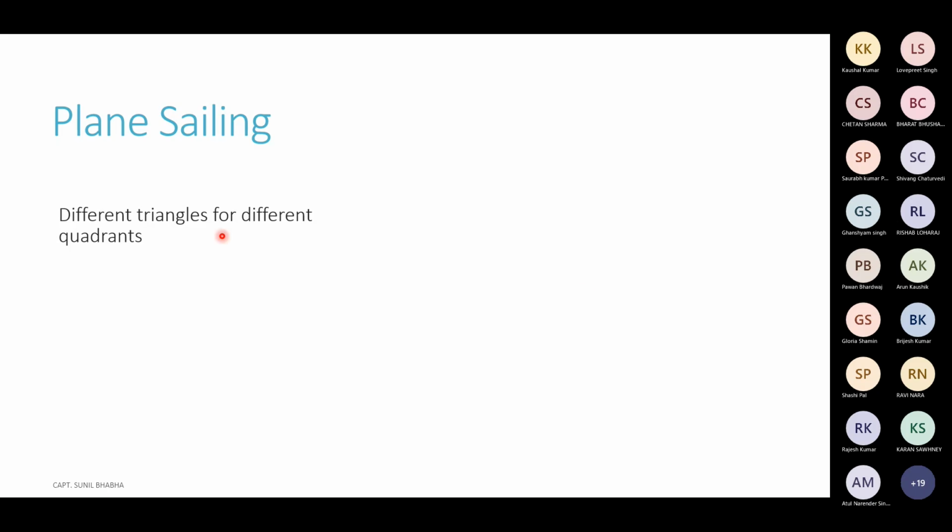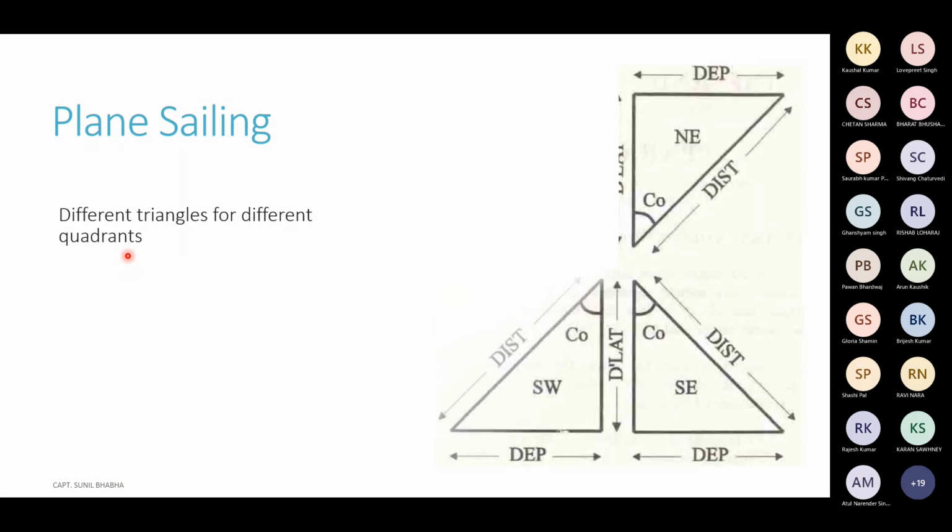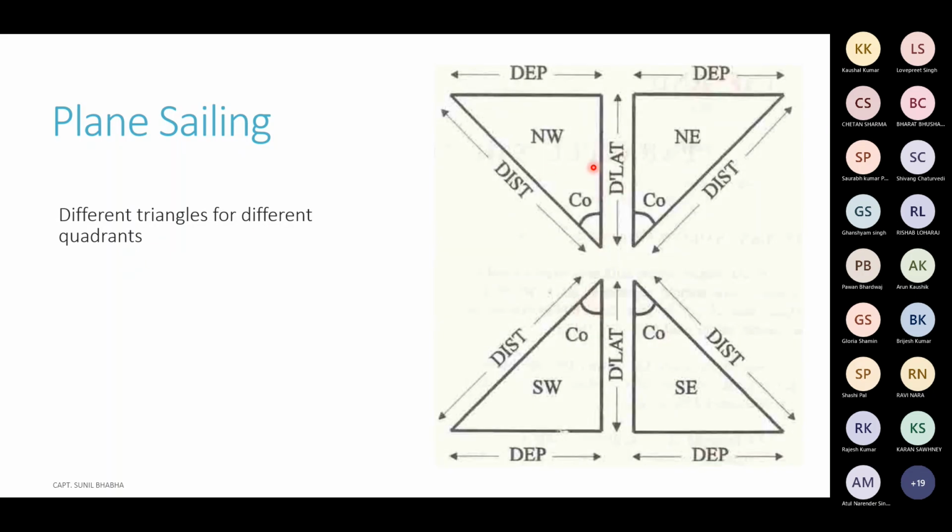Now, as I told you that we have different triangles for different quadrants. Let's see the triangle for other quadrants also. The triangle which we just now saw was this one, that is the triangle for northeast quadrant. This angle was the course, this side was the distance, horizontal side departure, and the vertical side was DLAT. Now, if the ship is moving on a southeasterly course, then the triangle which we follow is this one.